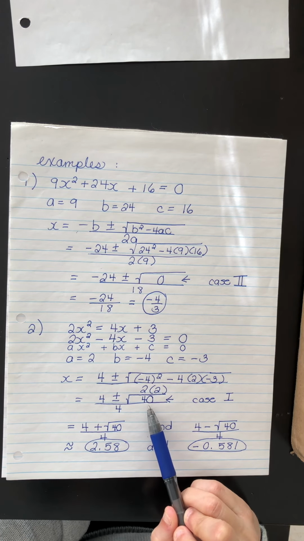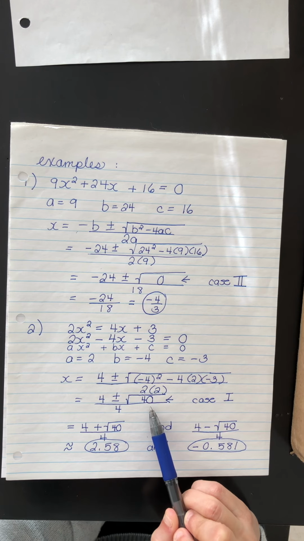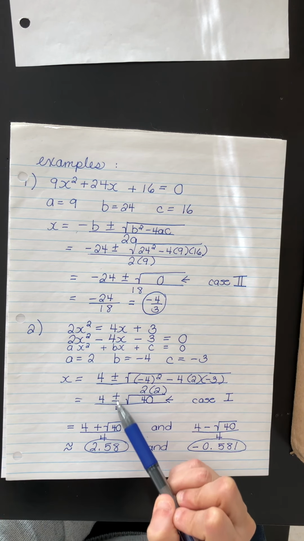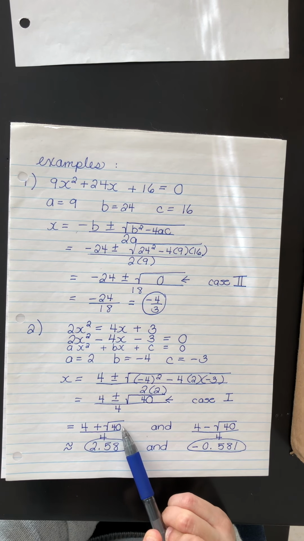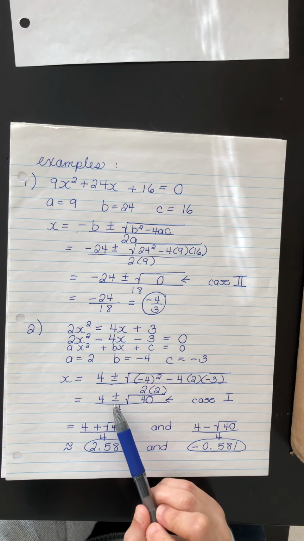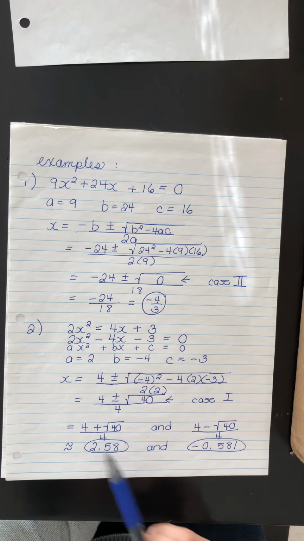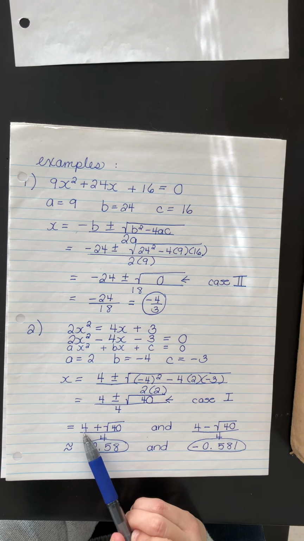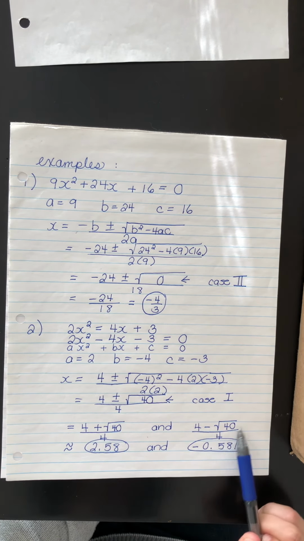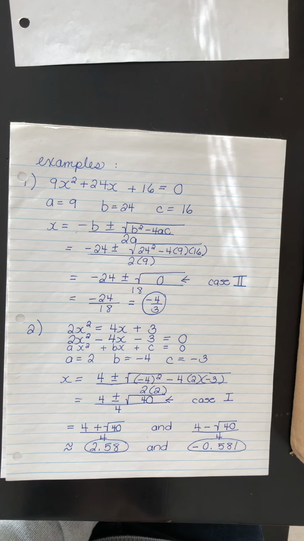This number being positive ensures that we have the case of 2 real and unequal roots, and they are found by using 4 plus root 40 in the numerator here and 4 minus root 40 in the numerator here. Work out the numerator first in each case, then push equals and divide by 4. And you should get these two numbers. I have rounded these to 3 significant digits.